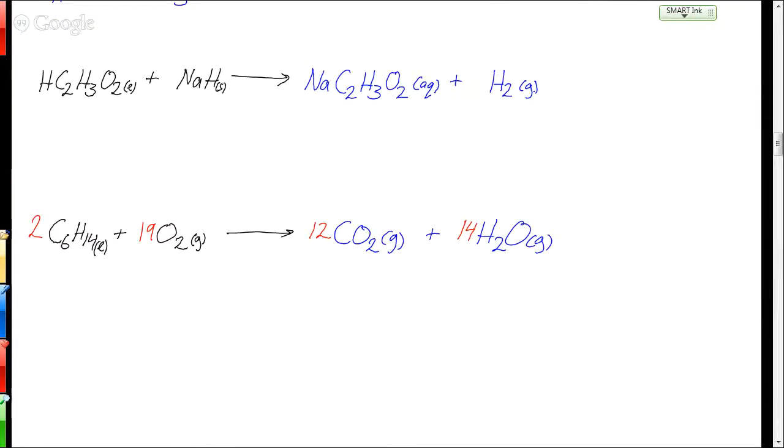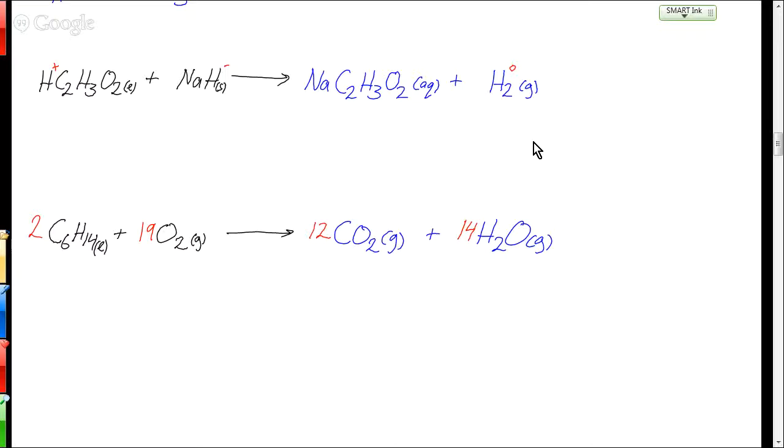So this is an unusual kind of redox reaction in that hydrogen is both the oxidizing agent and the reducing agent. This hydrogen here has a +1 charge, and this hydrogen here has a -1 charge. But this hydrogen over on the right has a 0 oxidation state because it's just elemental hydrogen. So the hydrogen from the acetic acid is reduced, and the hydrogen from the hydride is oxidized.